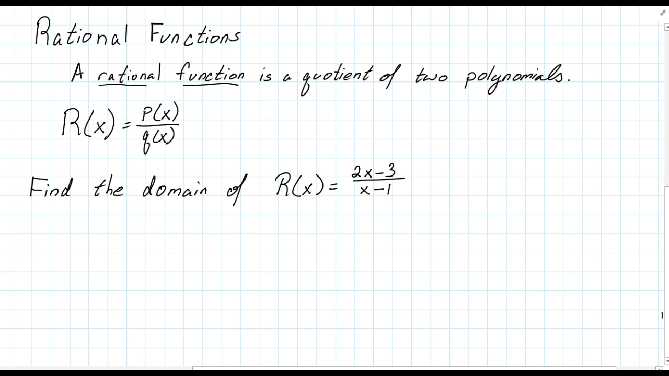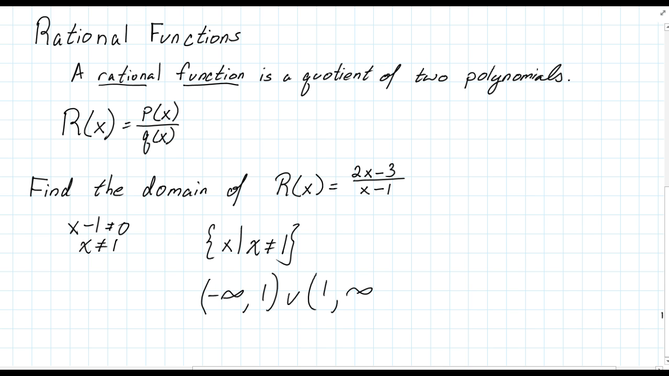So let's start by finding the domain of this guy, 2x minus 3 over x minus 1. And to do that, we just say that x minus 1 is not equal to 0, so that we get that x is not equal to 1. So we can write this as the set of all x such that x is not equal to 1. Or negative infinity to 1, union 1 to infinity, all open. And so now we have the domain of this function.